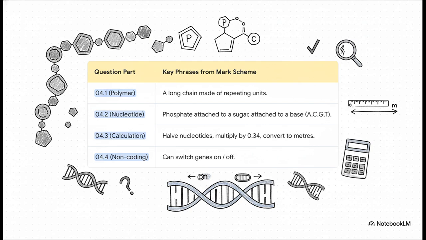For the calculation, it's a simple process. Half the total nucleotides, multiply by 0.34, then convert to meters. And for non-coding DNA, the killer phrase is switch genes on or off. These are literally the phrases the examiners are looking to tick off on their mark scheme.